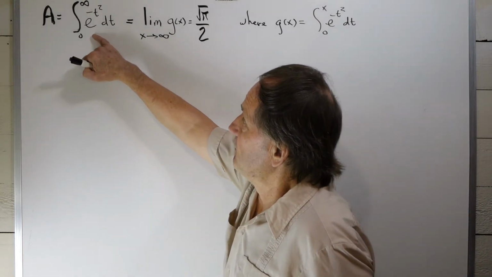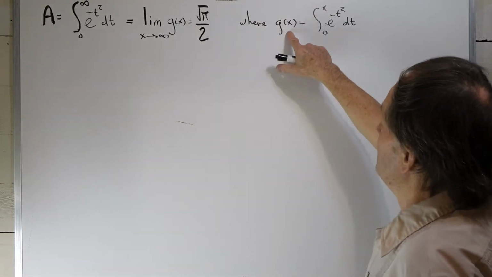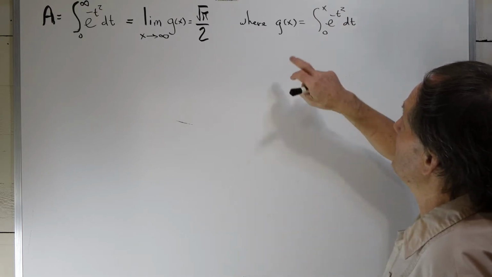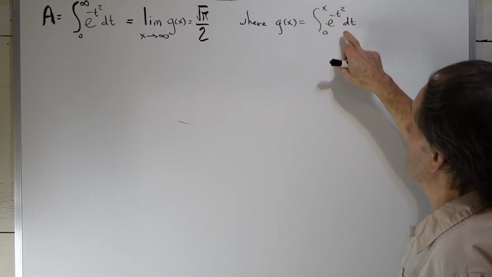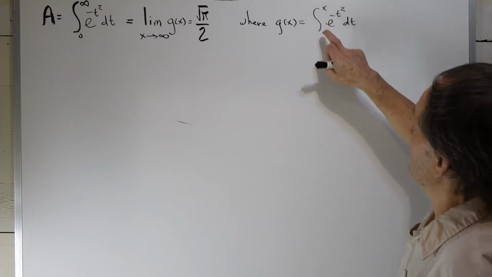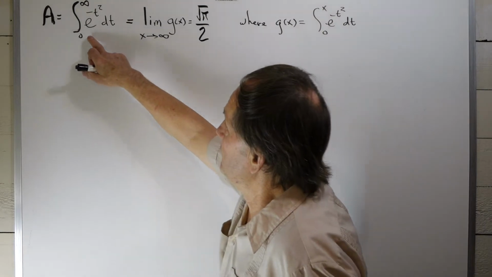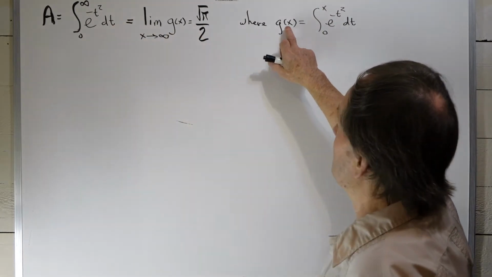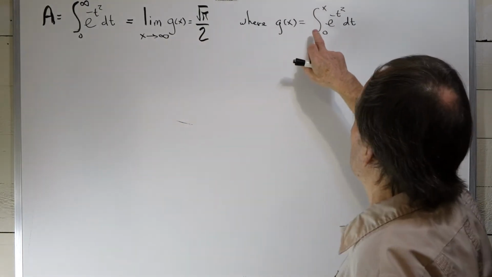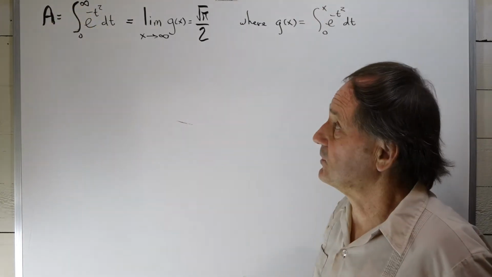But we can write this improper integral as a limit of a function g of x. We define g of x as the integral from 0 to x on e to the minus t squared dt. The t is the dummy variable in the integral here. And we have a variable limit on x. So this improper integral is nothing more than the limit of g of x, this particular integral, as x gets very large. X tends to infinity, then the upper limit becomes infinity, as in the original integral.